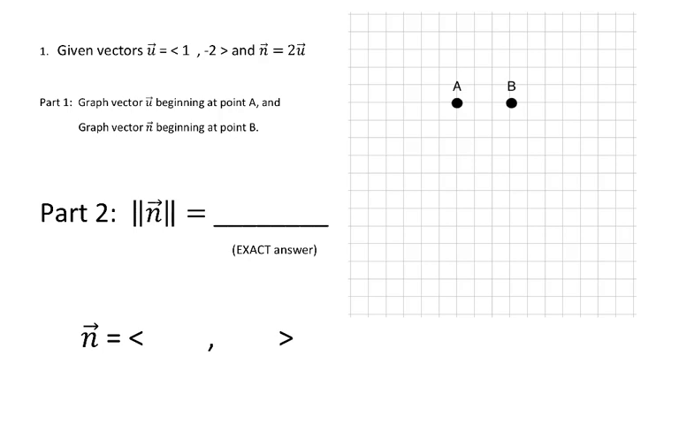In this video, we are going to be graphing vectors, we're going to be finding a scalar of a vector, and we're going to be finding the exact magnitude of a vector.